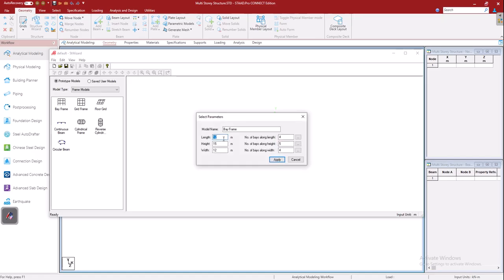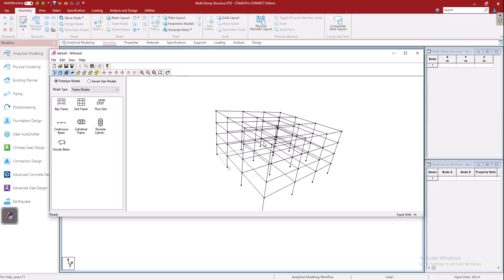So length is 22.5 and height is 12 meter. Yes, there are 4 floors of 3 meter in height, and it is 22.5. So along the bay we have 3, along the height we have 4, along the width I have 3. So if you go back and check the plan dimensions, then if you apply, this is the structure.